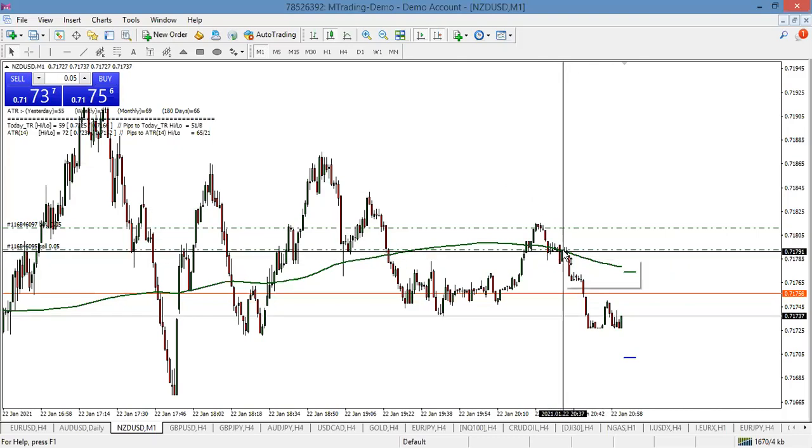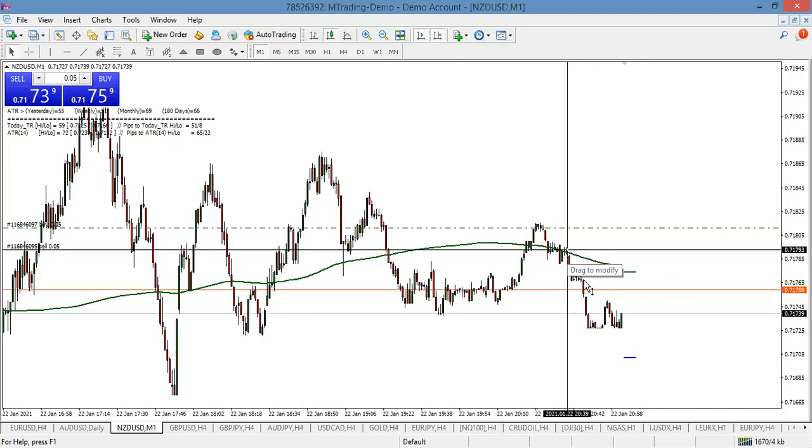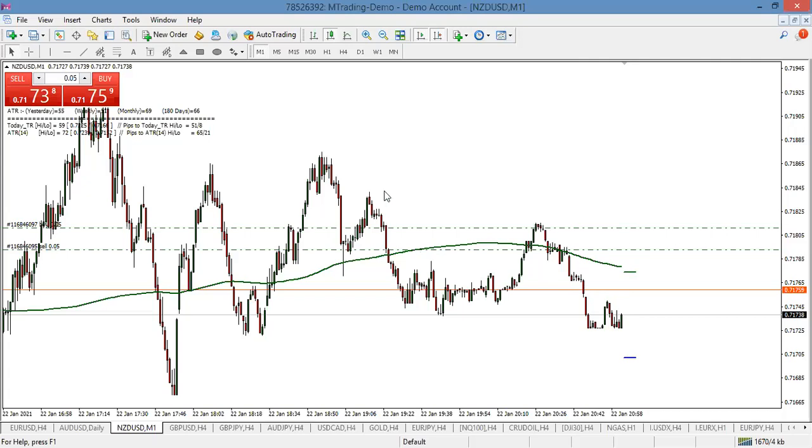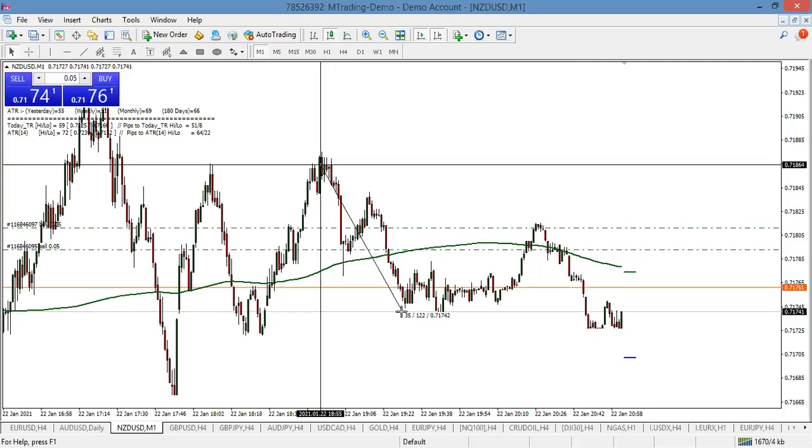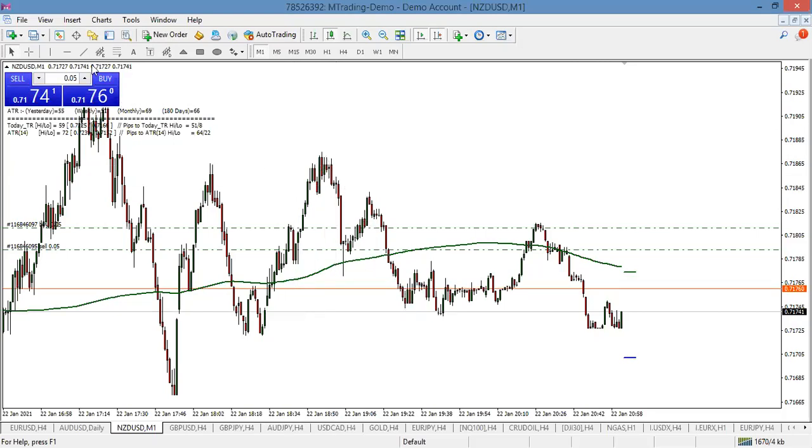So we can say that our trade has gone down 5 pips for the sell, and we are negative on the buy. How many pips? 7 pips. All right, so you can just use the crosshair to find the pip value. Just pick and drag.